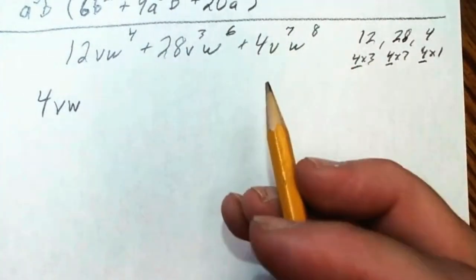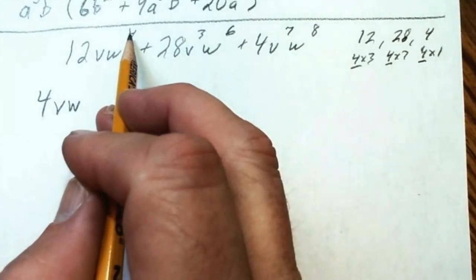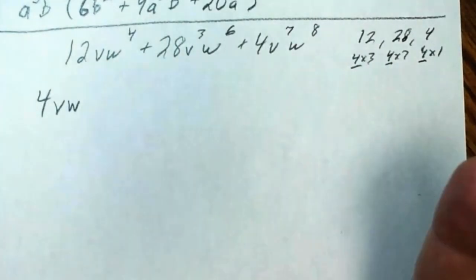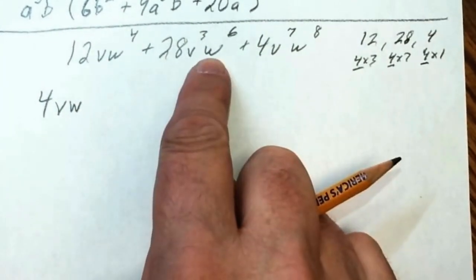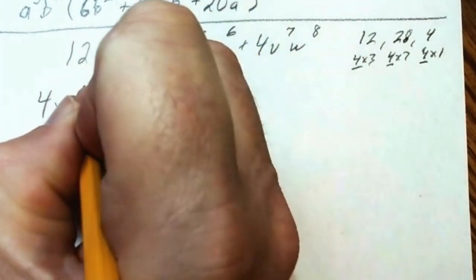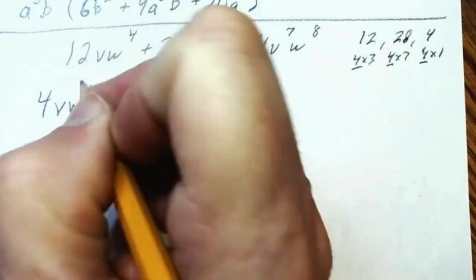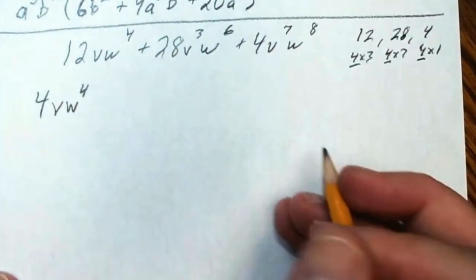Well, you're limited by the smallest one. This one only has 4, so I can't pull out any more than that. But do they all have 4? Yes, this has more than 4. This has more than 4. So we can pull W to the fourth out of all 3 terms.